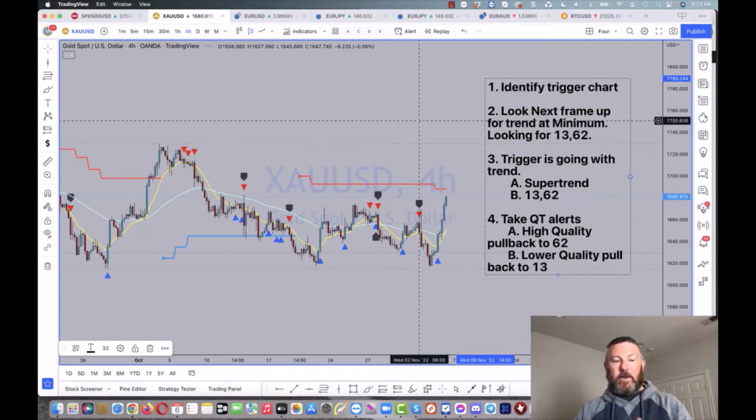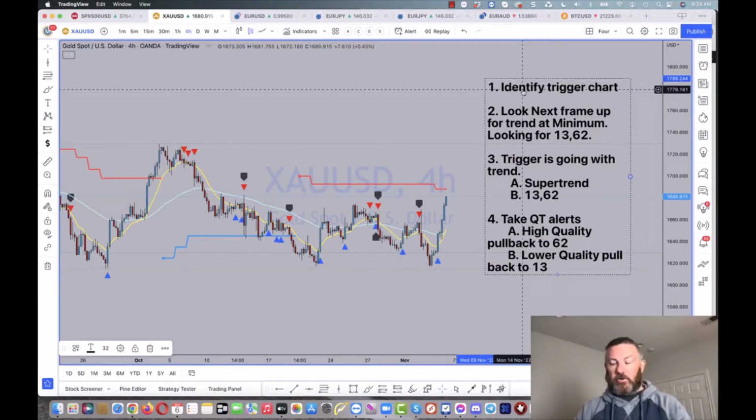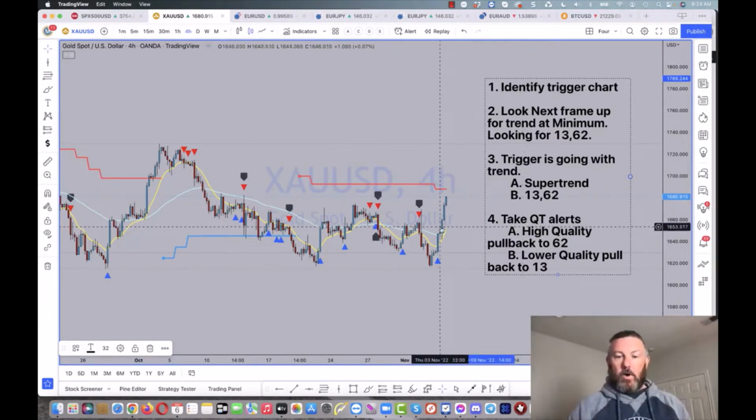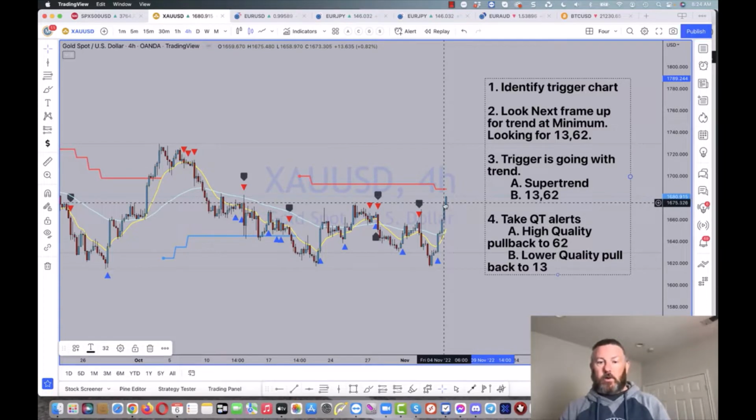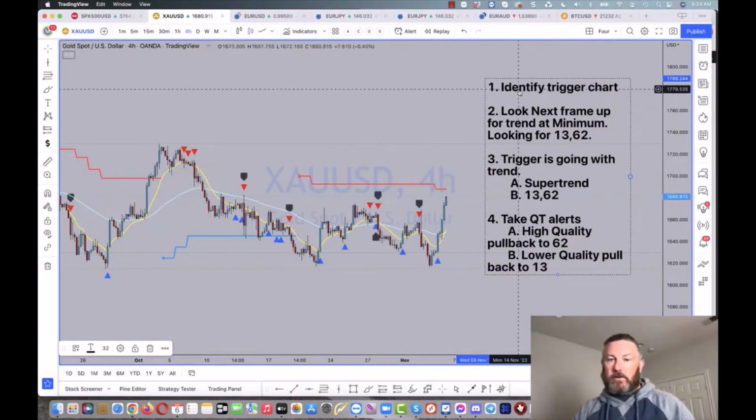I think everybody, when they first start, should be using the 1 hour for the trigger chart. But once you get good at this, you can do it on the 1 minute, the 5 minute, the 15, the 1 hour. The 1 hour is great for new people, especially great for people that have jobs. If you've got a job and a busy lifestyle, you want to be on the 1 hour. So you identify the trigger chart, and it's going to be the 1 hour.